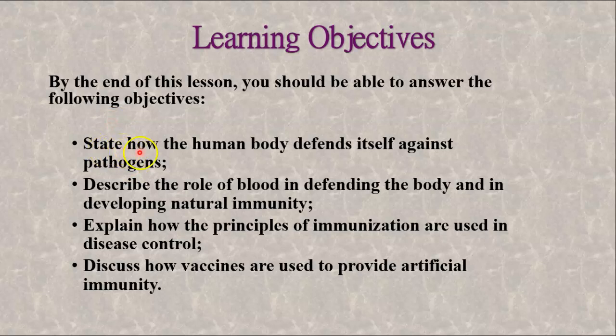1. State how the human body defends itself against pathogens. 2. Describe the role of blood in defending the body and in developing natural immunity. 3. Explain how the principles of immunization are used in disease control. And 4. Discuss how vaccines are used to provide artificial immunity.